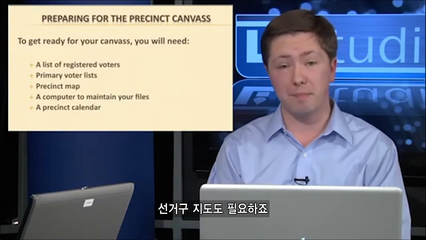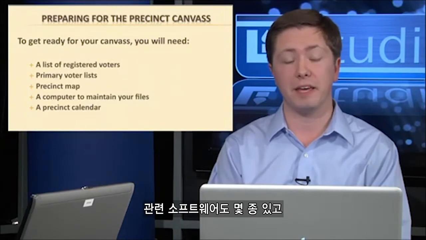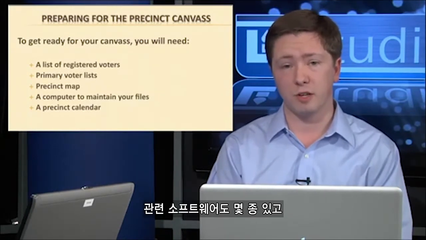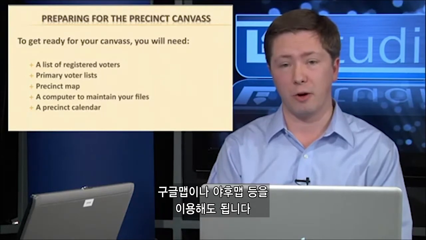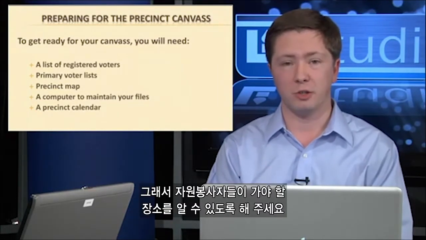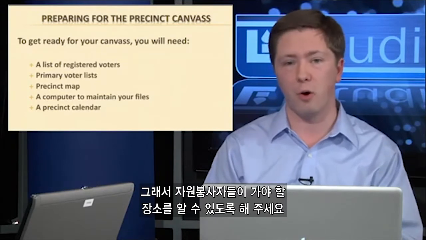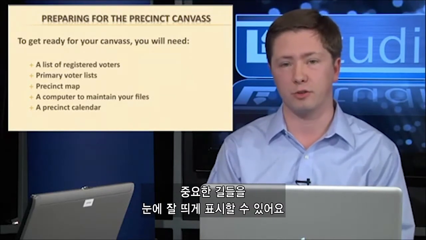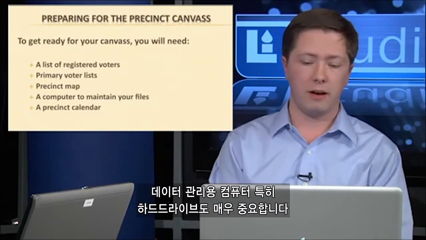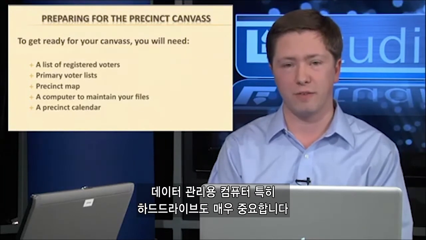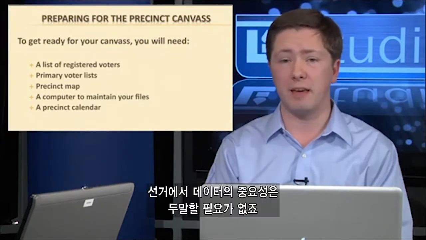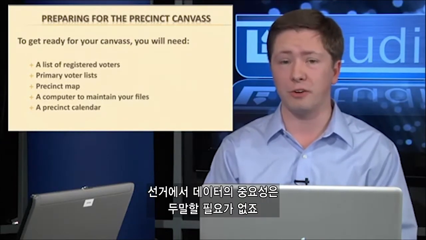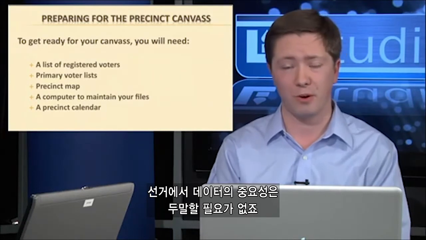A precinct map: there are a number of inexpensive bits of software, or just use Google Maps or Yahoo Maps or whatever you want, to print out so your volunteers know where they're going. You can highlight the streets and the neighborhoods. And a computer, obviously, to maintain your files. In electoral politics, data is infinitely important. So to be able to keep that data with you in your campaign on a computer or hard drive is so critically important.